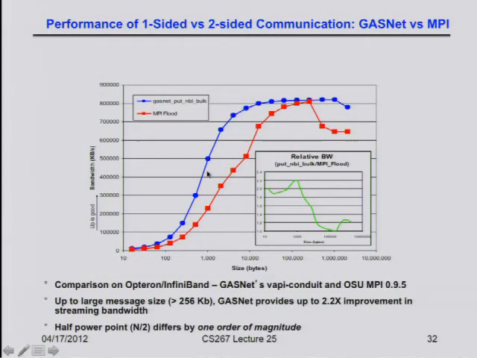But remember, what we want to do is send a lot of small messages so that we can overlap communication and computation. I want to send a message, compute, send a message, compute. So now there's a difference. I'm going to be sending small messages, so I'm going to be down here. And down here, where I'm sending 1,000 1-kilobyte messages, GASNet is going twice as fast as MPI.